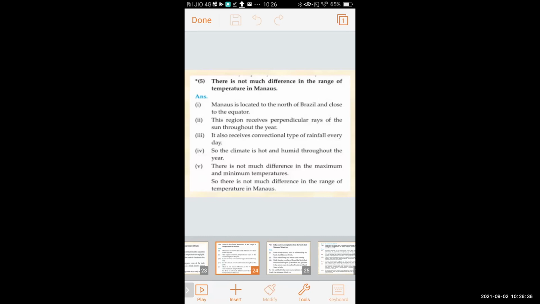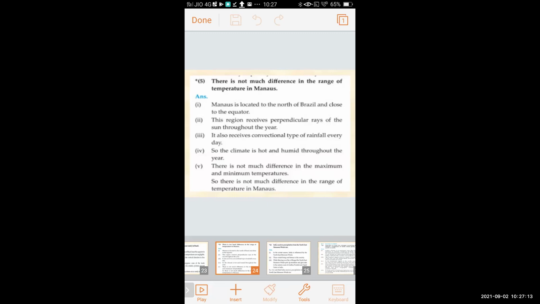This region receives perpendicular rays of the sun throughout the year. Throughout the year, Manaus receives sun rays directly, in a straight, perpendicular direction. It also receives convectional type of rainfall every day. So the climate is hot and humid throughout the year.